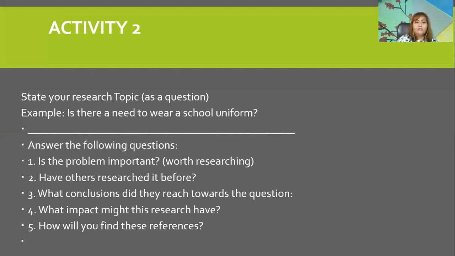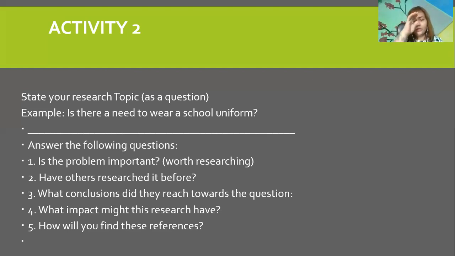Then after that, you have to answer the following questions. Number 1, is the problem important? You just have to say yes or no, but you still have to tell me, of course, why you think the problem is important. Number 2, have others researched it before? 3, what conclusions did they reach towards the question? For number 3, sorry about this, but the text is not number 4, but 3.1. So what conclusions they have reached in terms of 3.1? What impact might this research have? And how will you find these references?